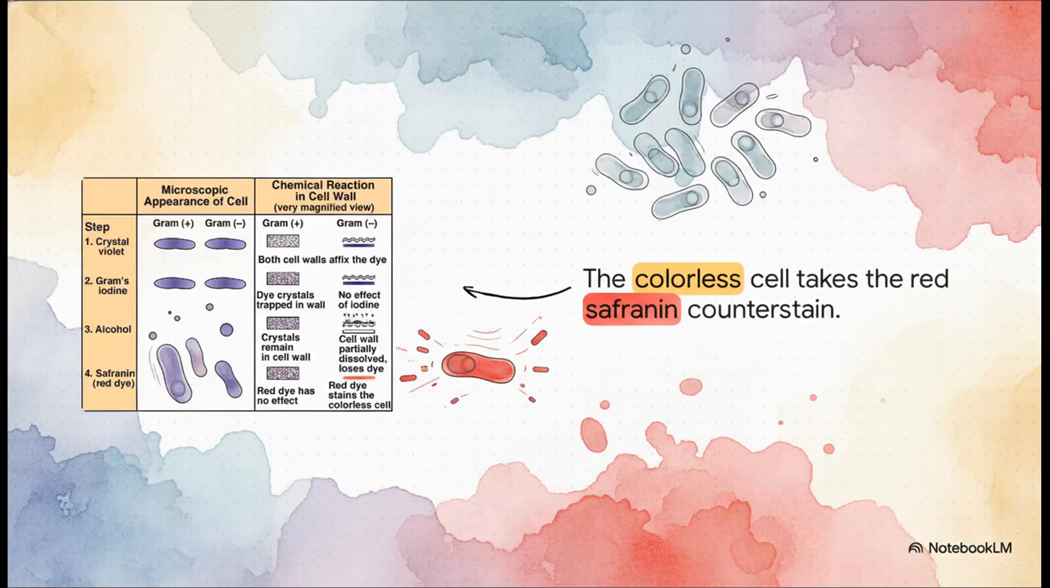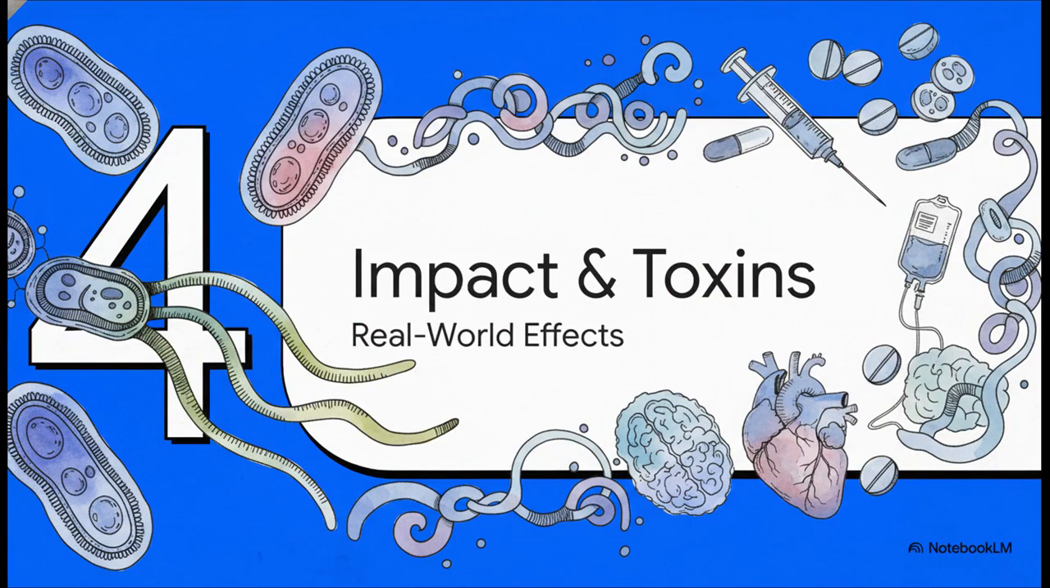And because all that purple leaked out, the gram-negative cell becomes entirely colorless. It's totally naked. So when we apply that final red safranin counterstain, the cell soaks it up like a dry paper towel. And that is exactly why gram-negative bacteria have their signature pink or red look when you peek through the microscope. Let's pivot a bit for section 4, clinical impact and toxins.